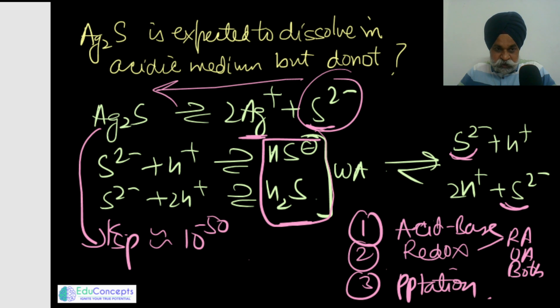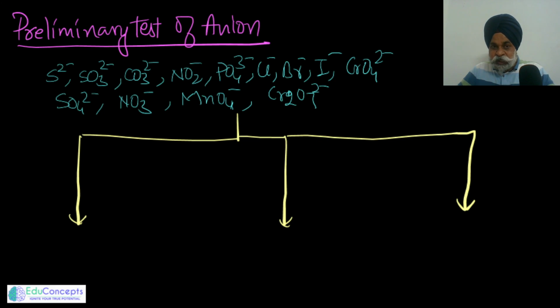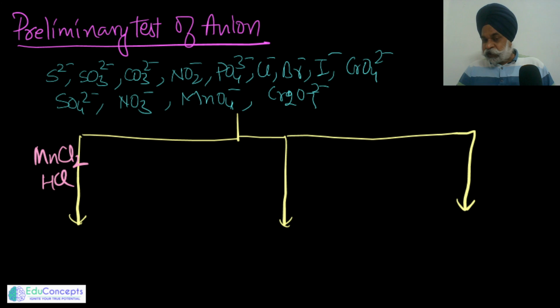Now see the discussion. The point is, preliminary test of the anions. If I have to see that these are the anions and I have to segregate them on a preliminary basis, first I will make the aqueous solution of these anions in three test tubes. In one test tube, I would add MnCl2, and this is a reducing agent, which you always have to remember. Along with that, you have to add HCl.